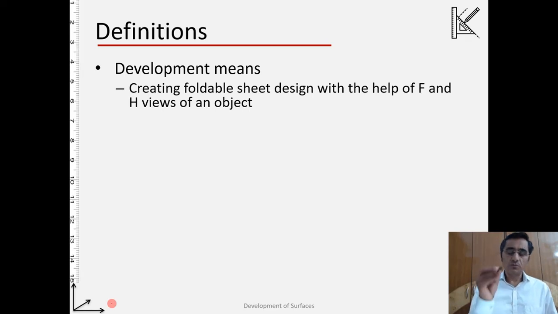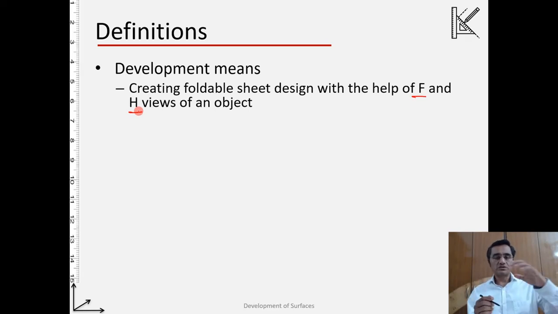So the meaning of the development is creating a foldable sheet with the help of frontal and horizontal views of an object. Basically, you are given the horizontal projection and the frontal projection of an object, and you have to look into that object and see how you can represent that object as a 2D sheet, so that once you fold that sheet, that object can be made.